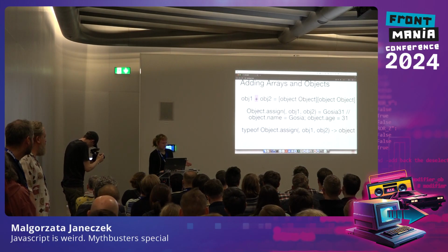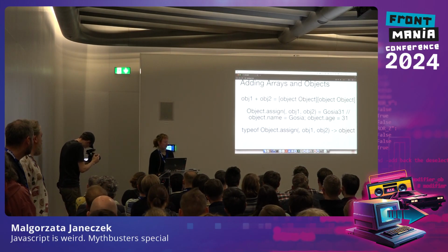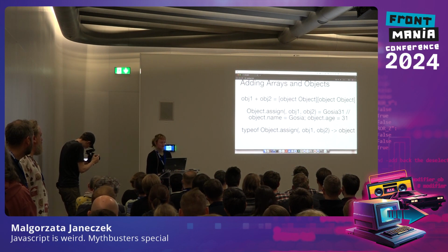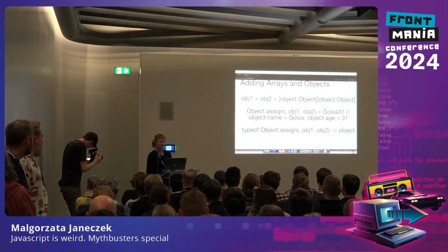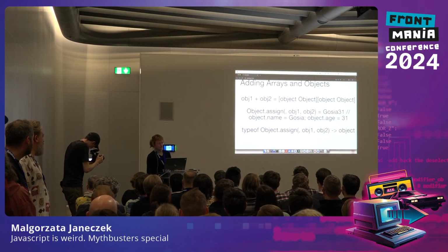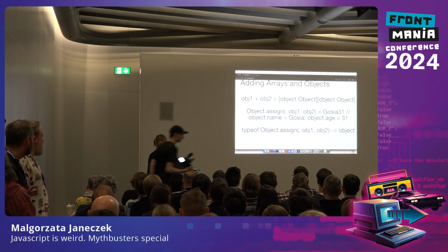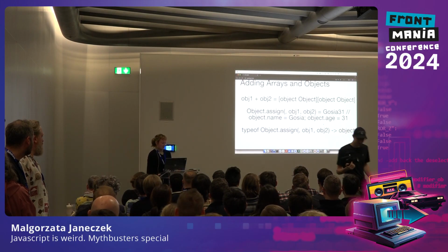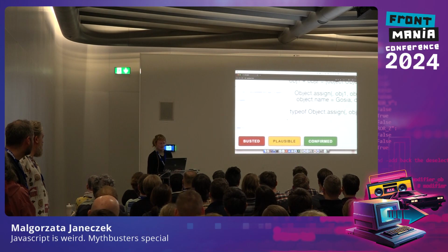So the proper way of handling it would be using Object.assign. And just to prove I'm right, when I assign object 1 to object 2, I actually get 2 properties in one object, and the type is object. Thank you very much. That's everything I had to say about it.